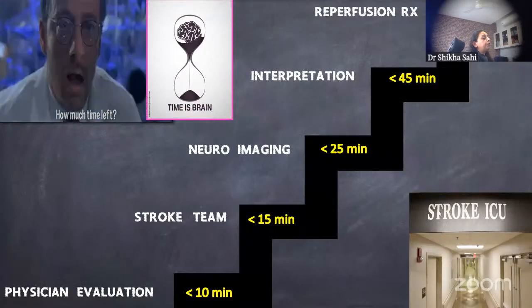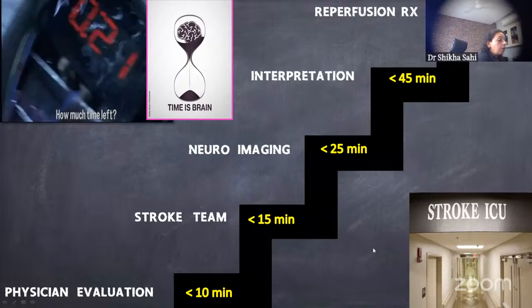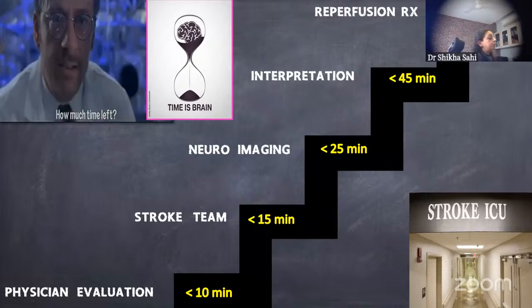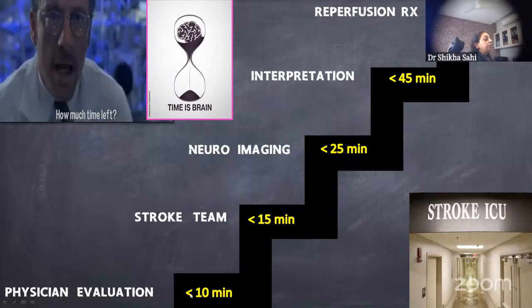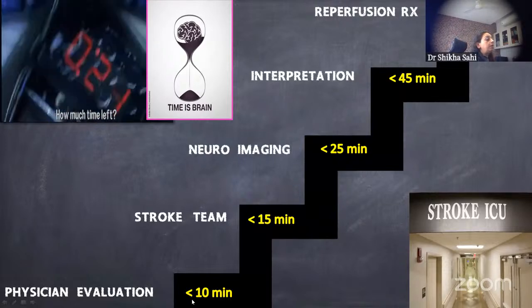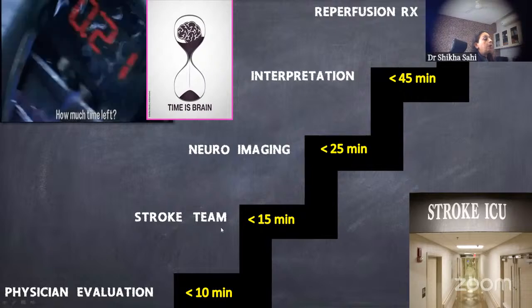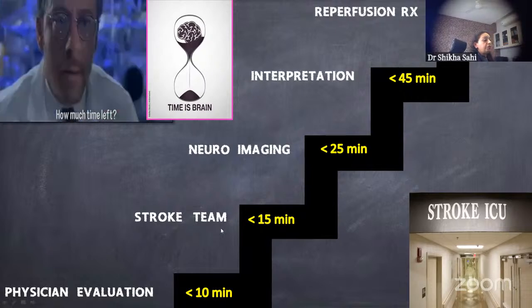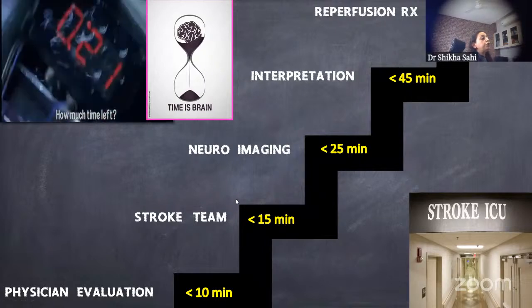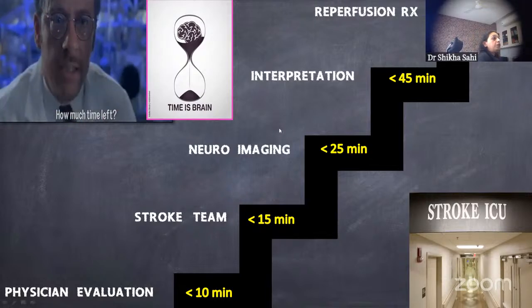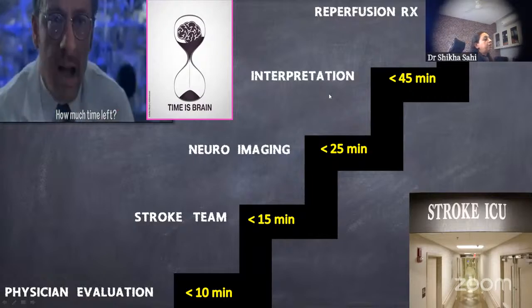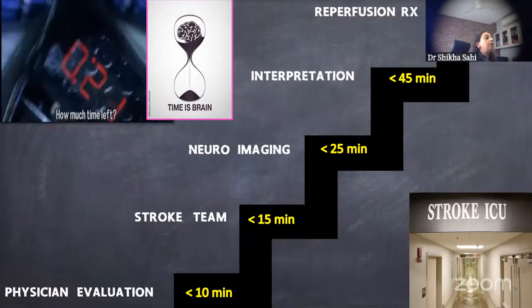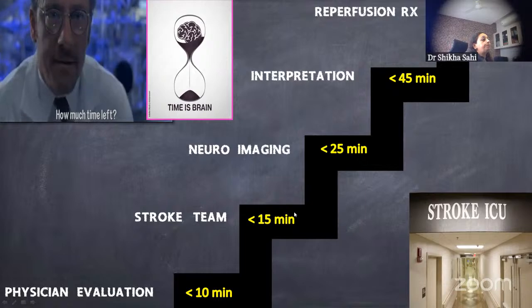Once the patient has reached the emergency department, there are certain timelines which we should stick to because time is very important. Within 10 minutes, the patient should be evaluated by the emergency physician. Within 15 minutes, by a specialist, the stroke team. Neuroimaging should be done within 25 minutes, and within 45 minutes the CT or MRI should be evaluated. Within 60 minutes, which is the door to needle time, should ideally be less than 60 minutes.